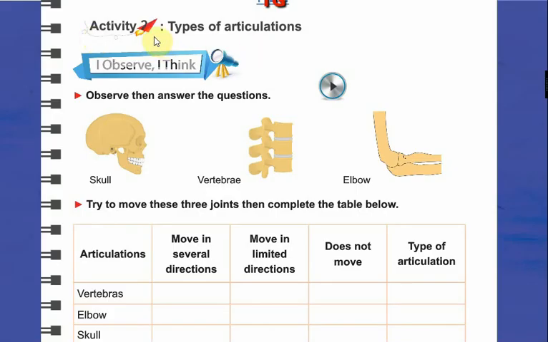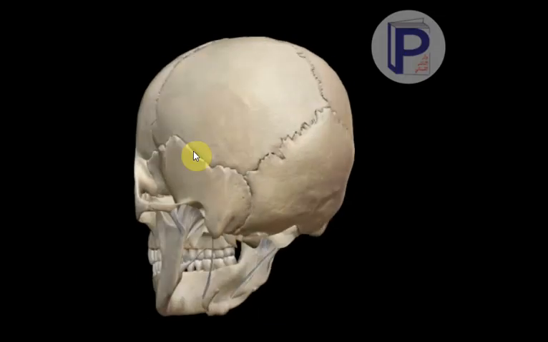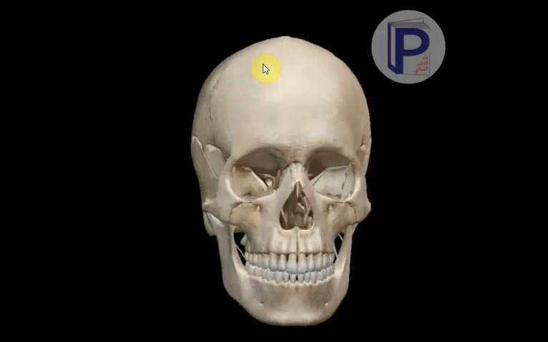In activity 2, we are going to study about the types of articulations. You should know that we have three types of articulations or joints. Mobile joints that move in several directions, semi-mobile joints that move in limited directions, and immobile joints or fixed joints that don't move at all in any direction. Okay? So we can say that the skull is a fixed joint.